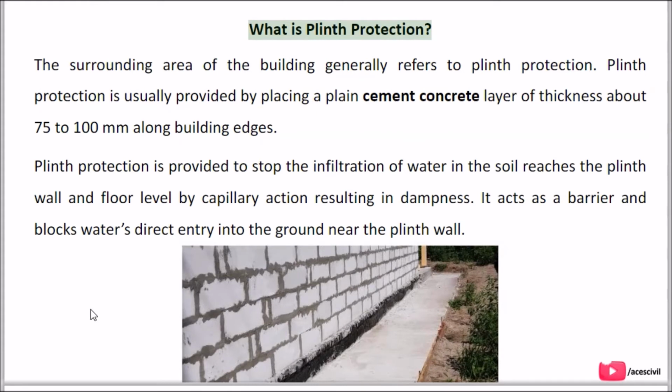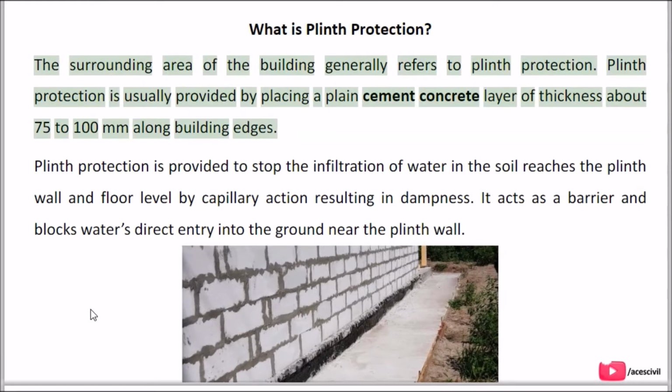What is plinth protection? The surrounding area of the building generally refers to plinth protection. Plinth protection is usually provided by placing a plain cement concrete layer of thickness about 75 to 100 mm along building edges.